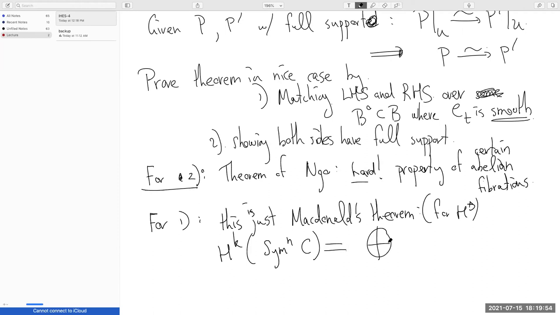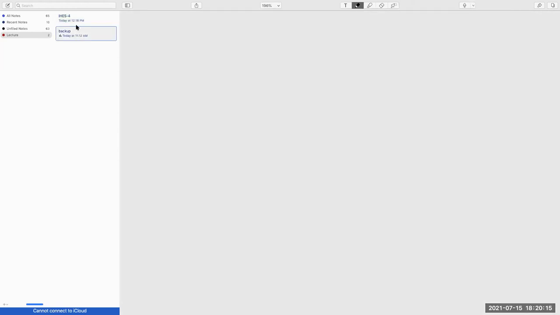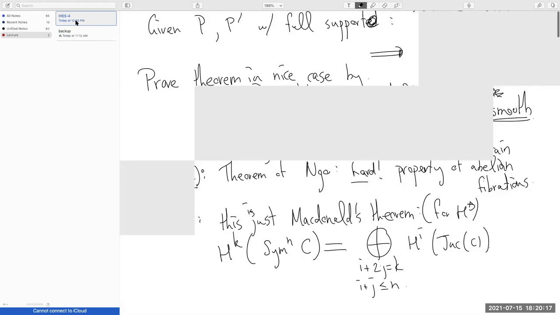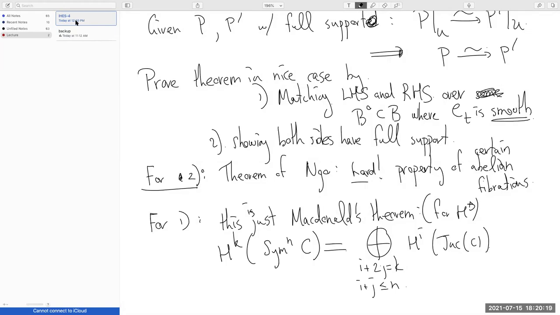And part of what he did, he didn't really just prove a theorem about Euler characteristics, he proved this theorem much more generally, which is that you can calculate the cohomology of the symmetric power of a smooth curve in terms of the cohomology of the compactified Jacobian. And so this is, like I said, the first step.